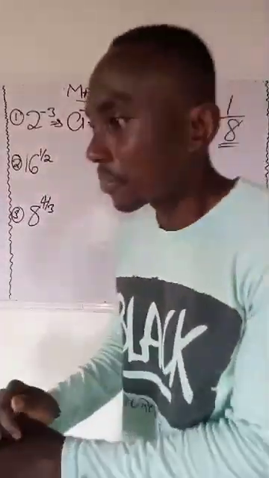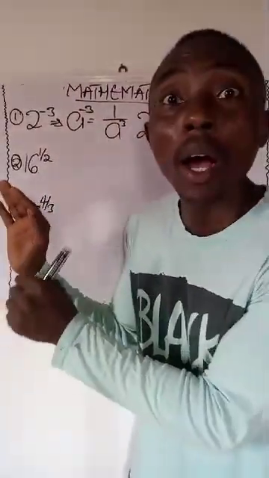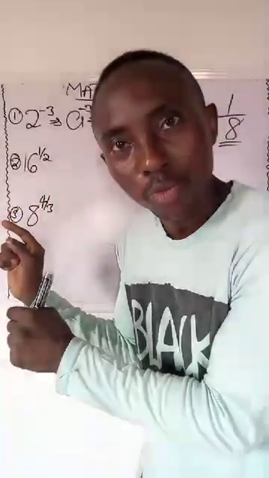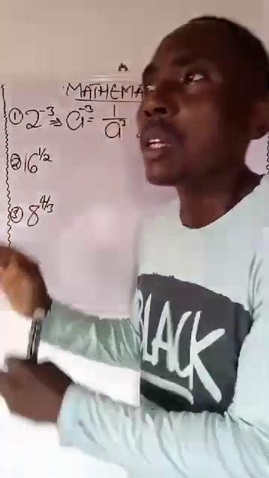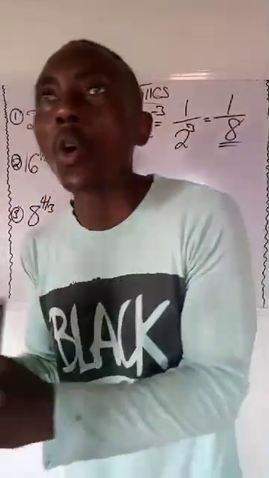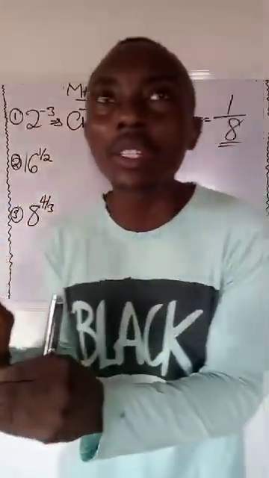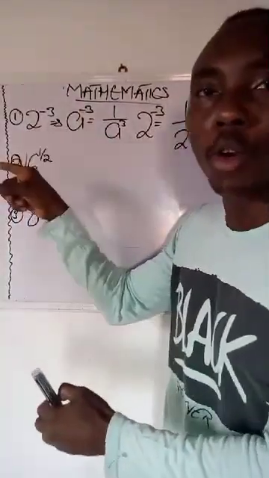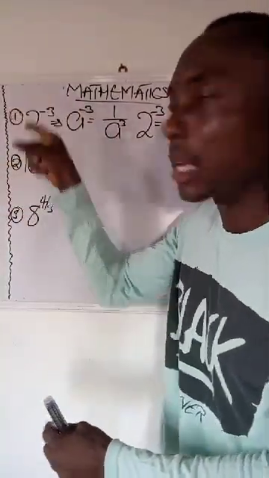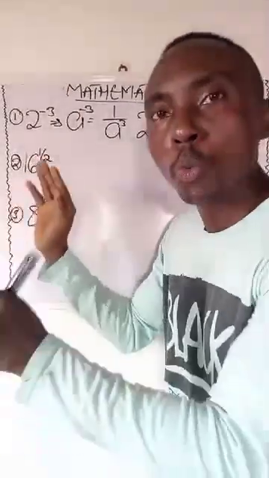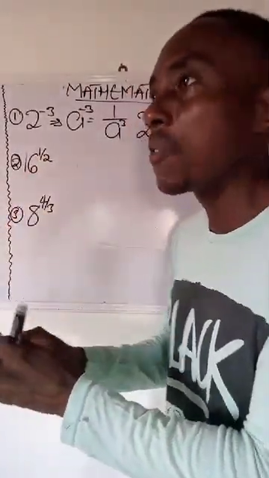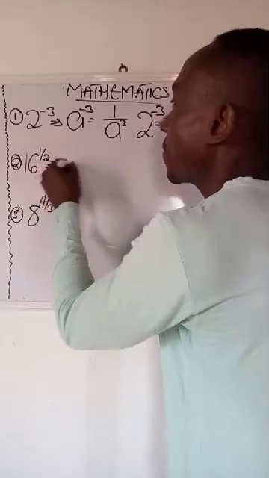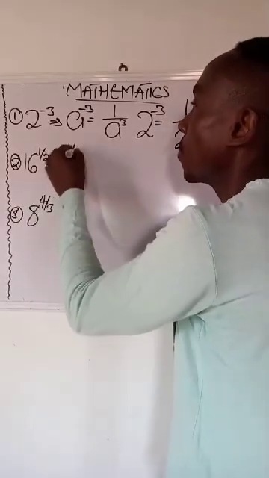Now, secondly, you have 16 raised to power 1 over 2. This is derived from the law of indices that deals with root power. So we call this the root power law. The first one is negative index, and this one is called what? Root power law. Whenever you have root power law, let's say I have a raised to power 1 over 2.